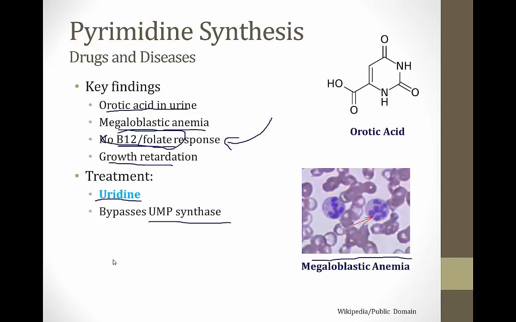So the easy way to keep this disorder straight is to just think of the letter U whenever you think of orotic aciduria. That will remind you that there is orotic acid in the urine. It will remind you that UMP synthase is the enzyme that's dysfunctional, and it will remind you that uridine is the therapy for the disorder.